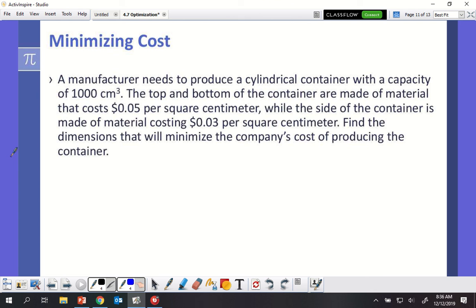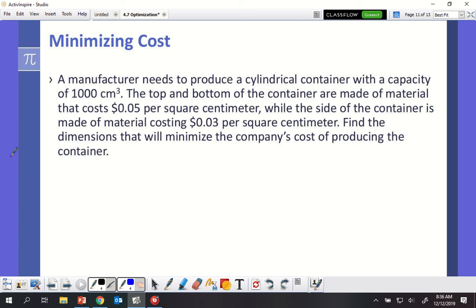All right, so a manufacturer needs to produce a cylindrical container with a capacity of 1,000 centimeters cubed. The top and bottom of the container are made of material that costs 0.5 cents per square centimeter, while the sides of the container are made of material costing 0.3 cents per square centimeter. Find the dimensions that will minimize the company's cost of producing a container.